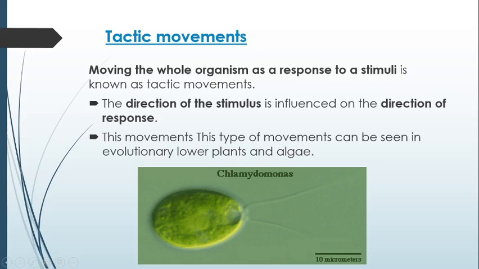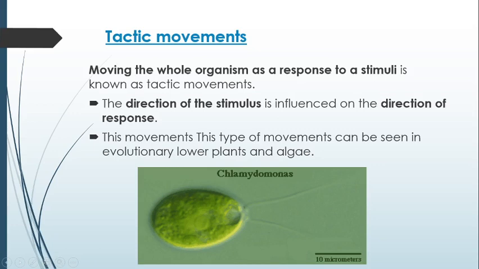Okay, so now you know very well about two plant movements. So we are going to discuss the third type of plant movement. It is tactic movements. Tactic movements mean moving the whole organism as a response to a stimulus.